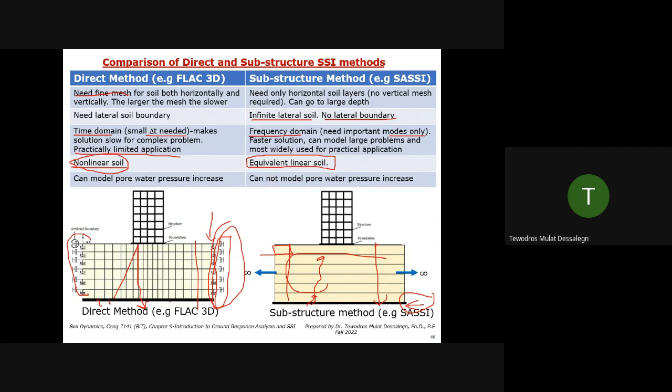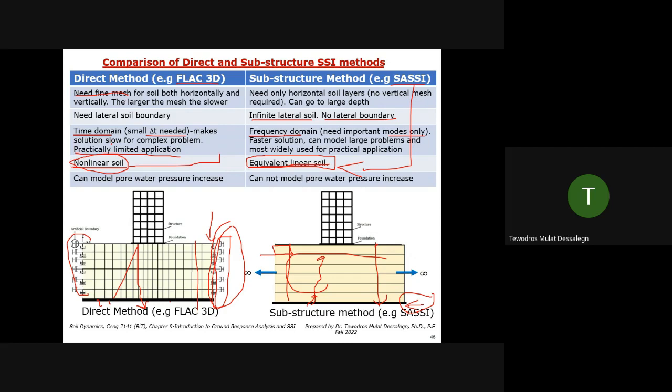Equivalent linear. The G/Gmax degradation curves and the damping curves we developed in chapter 5 come under this equivalent linear. They are being used for SHAKE and for SASSI analysis, that's the input. But if you are using constitutive models to get full nonlinear behavior, like a fin model in FLAC.